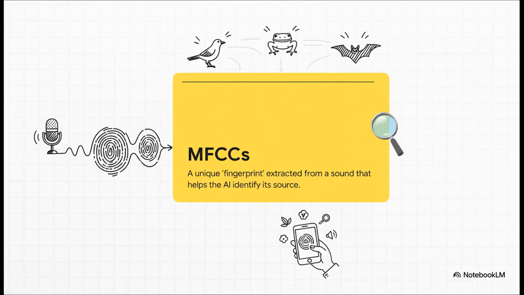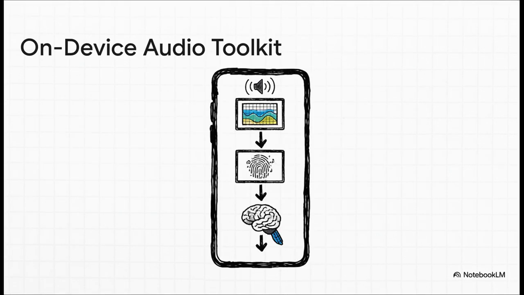Now, from that sound map, the AI then pulls out something with a very fancy name, MFCCs. But don't worry about the name. All you need to know is that it's basically a unique fingerprint for that specific sound. Every species call has its own distinct fingerprint, and this is exactly what the AI uses to identify it. And all of this magic is happening thanks to this incredible toolkit that's running right there on the phone.